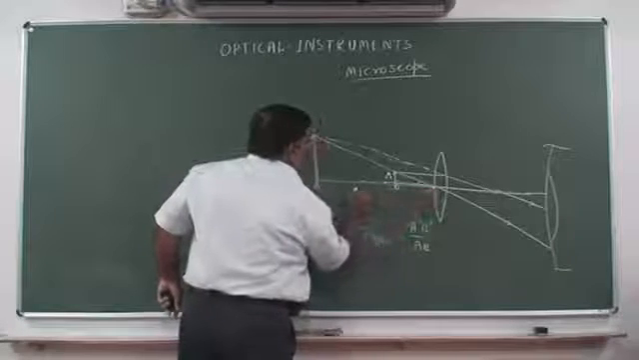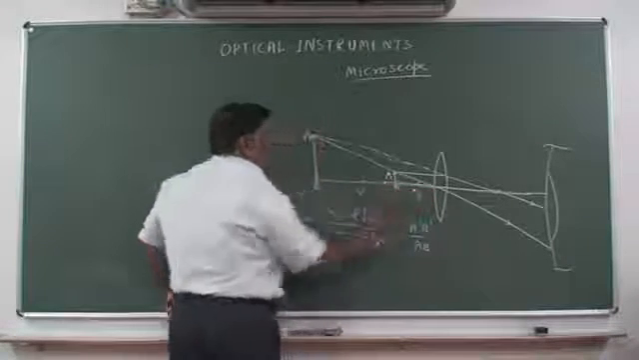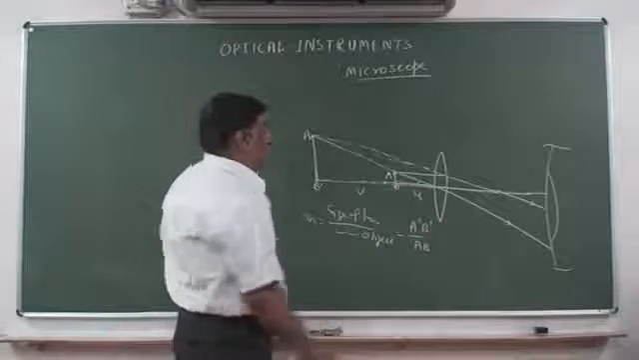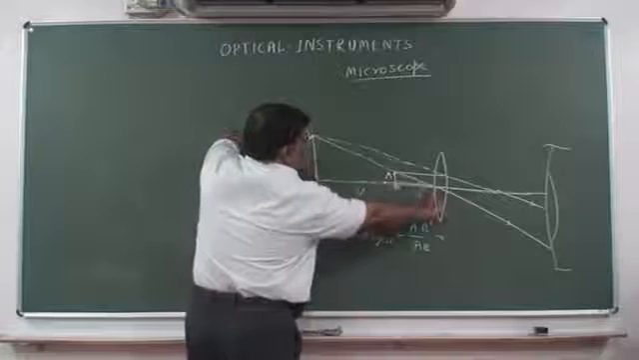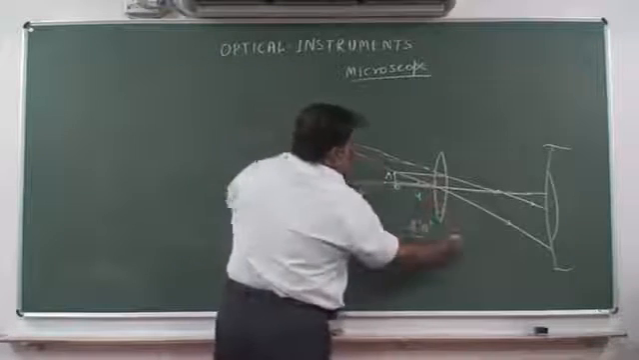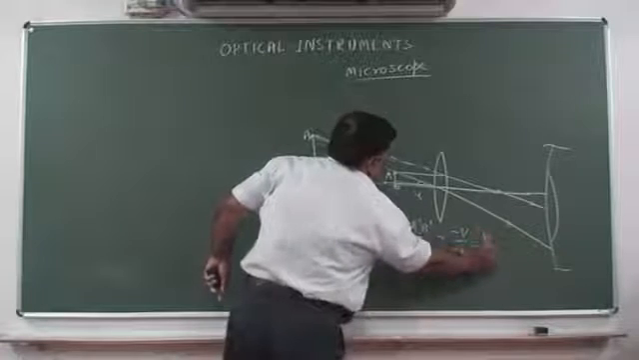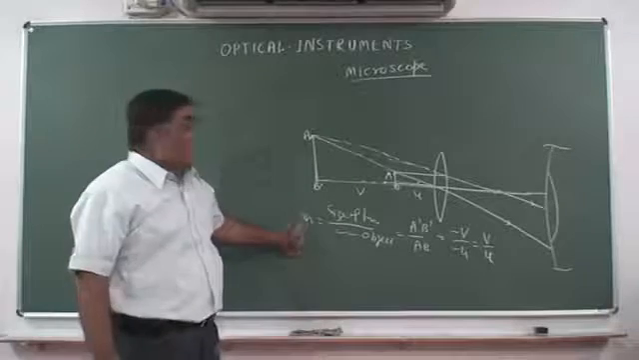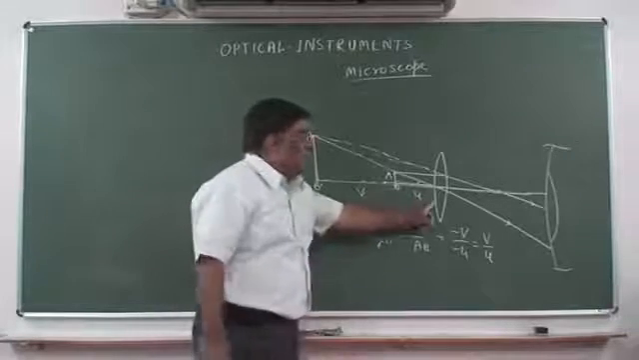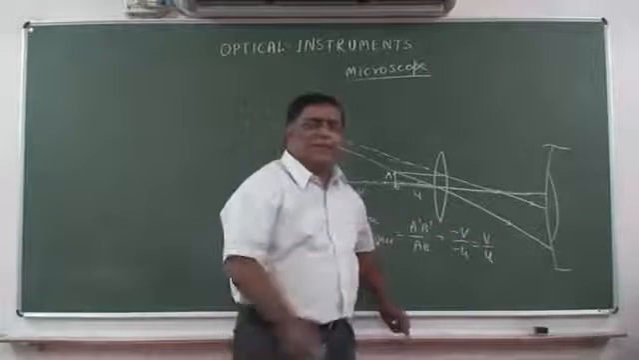Now this length is v, and this length is u. So if we put the values here, this upon this is equal to this upon this, and these are minus v, minus u. So how much is it? v upon u. What is this? Magnification. So for magnification in the lens, what is the formula we have? v upon u. Same in the mirror we have.